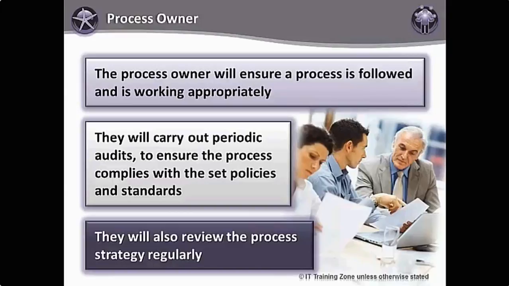Once a process is established, the process owner will ensure it is followed and is working appropriately. The process owner will carry out periodic audits to make sure the process complies with the set policies and standards. They will also review the process strategy regularly to make sure it is appropriate. If the strategy is no longer appropriate, then changes will be implemented.